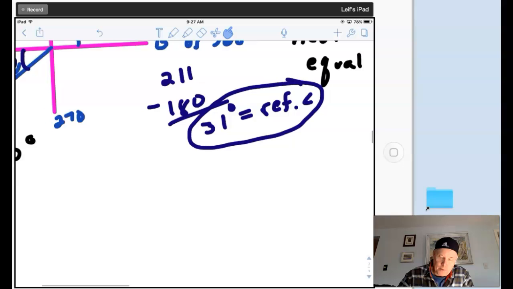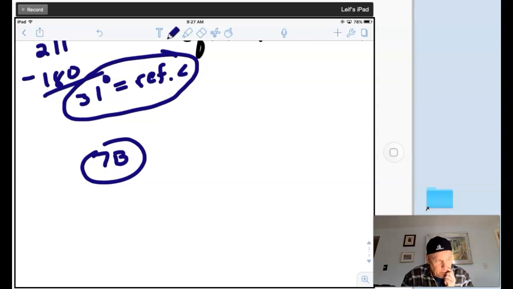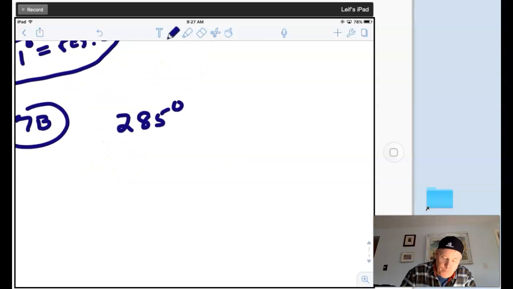I'm going to do another one before I get to that one. So I'm going to call this 7b. Suppose I had 285 degrees. What's my reference angle there?